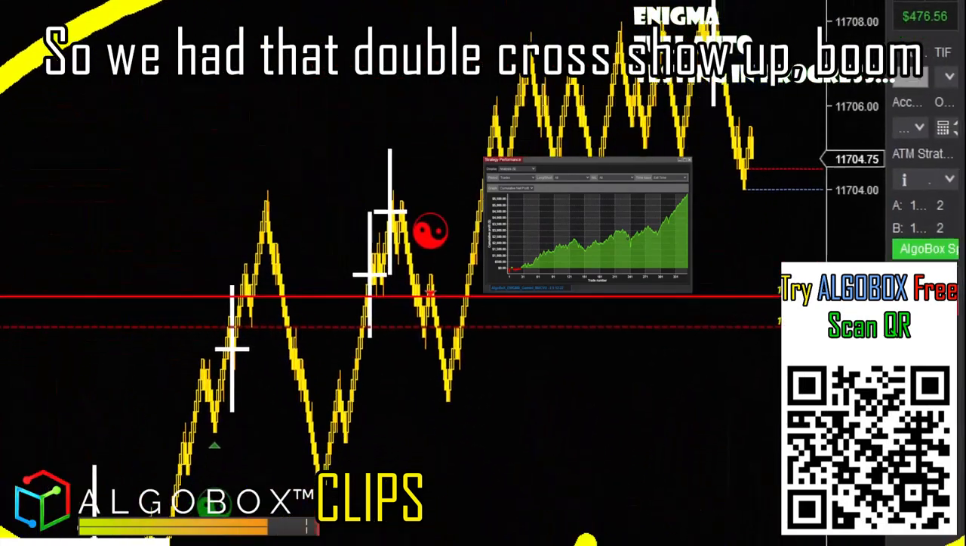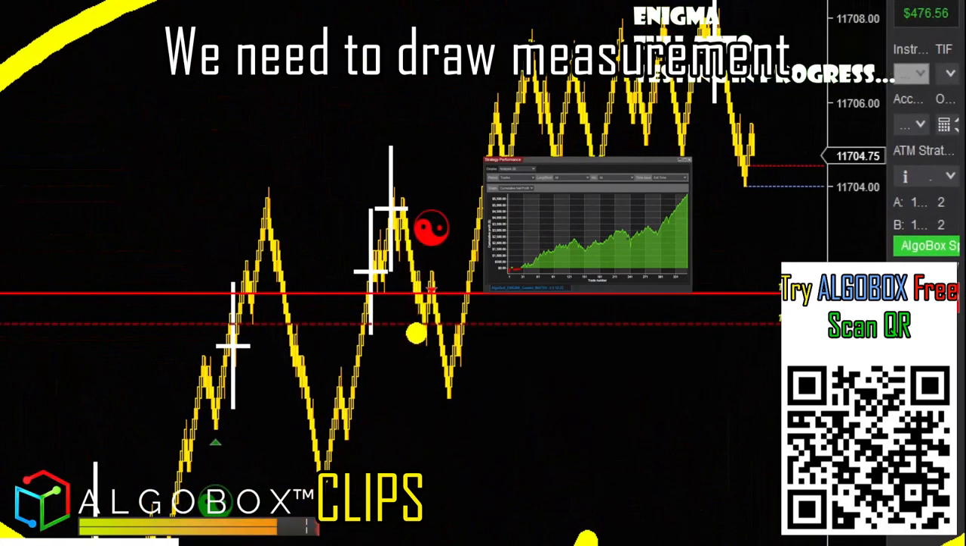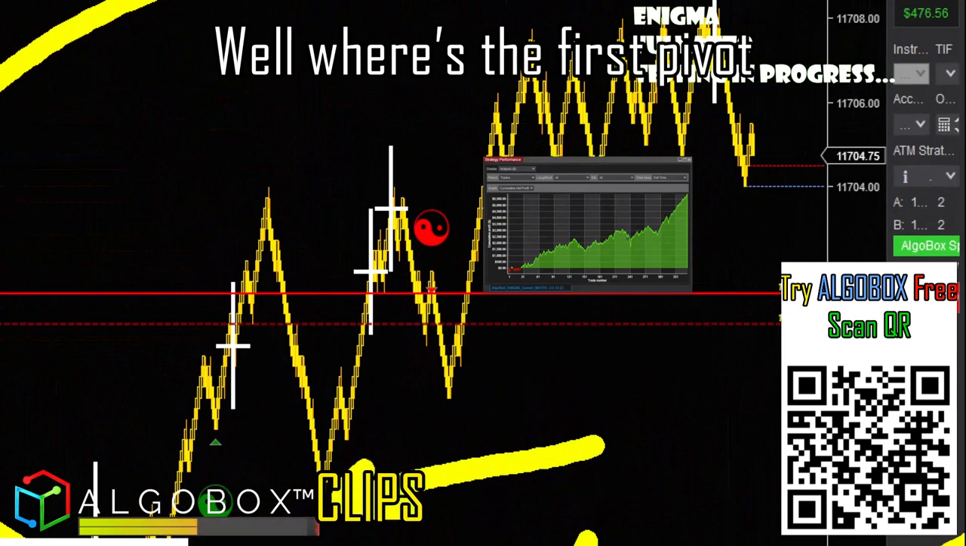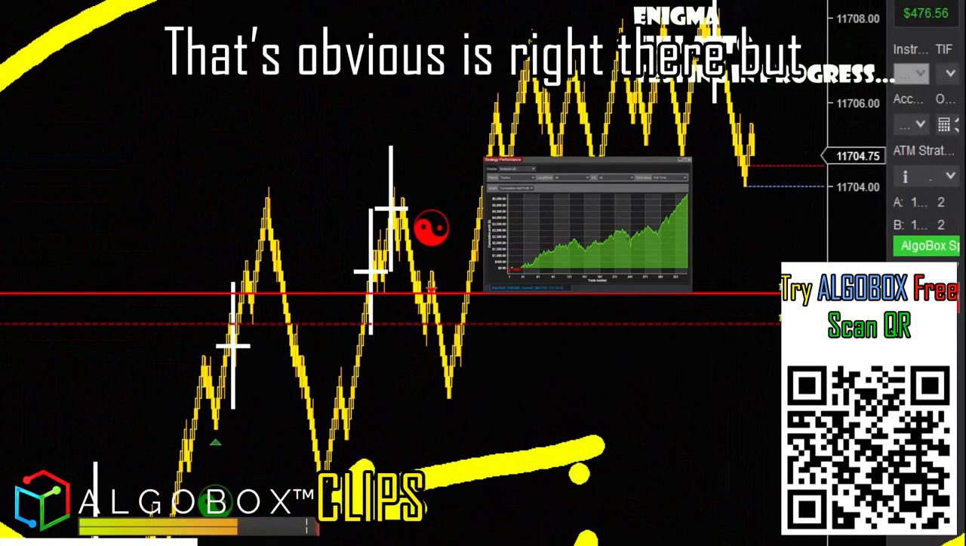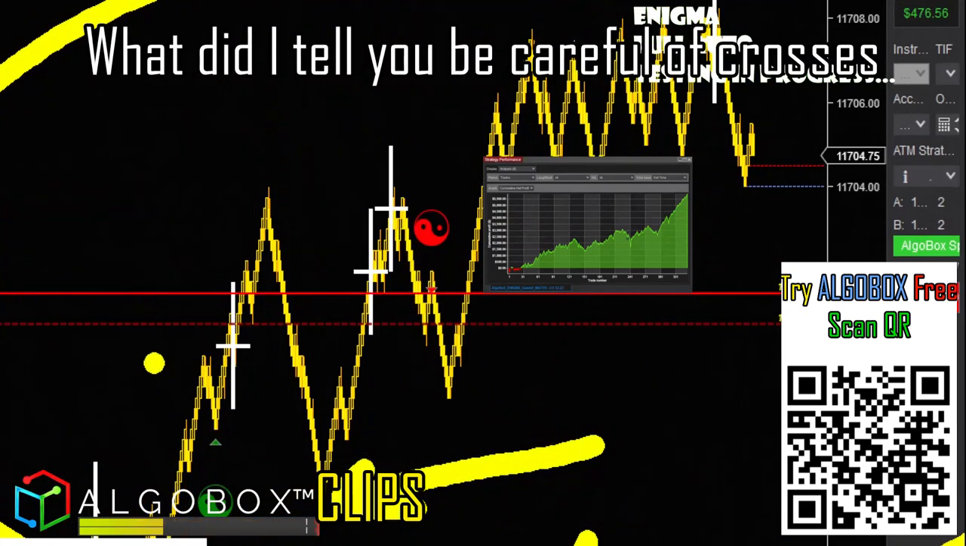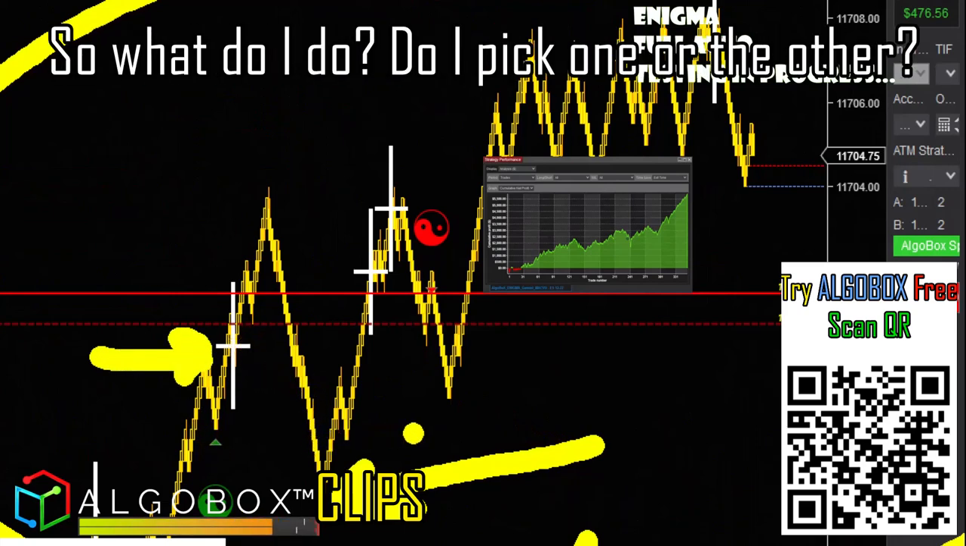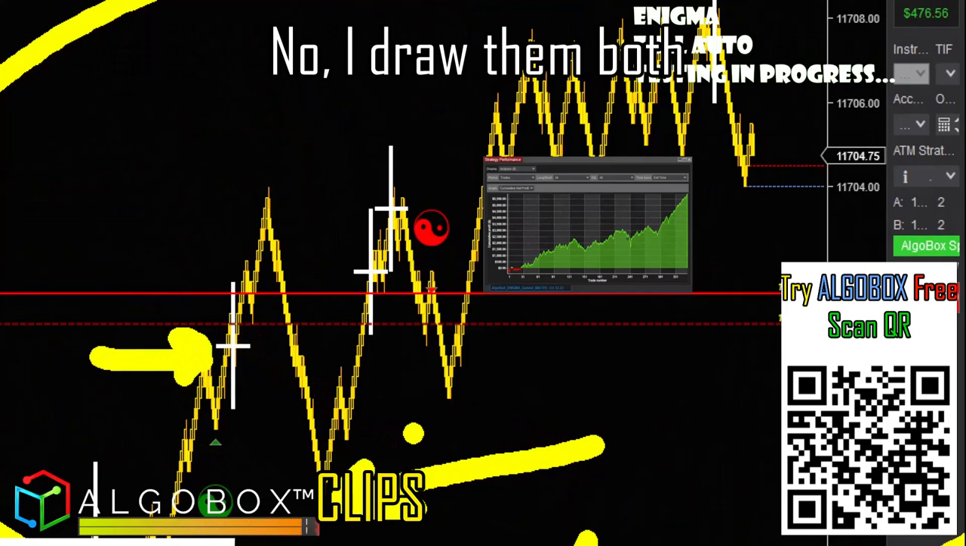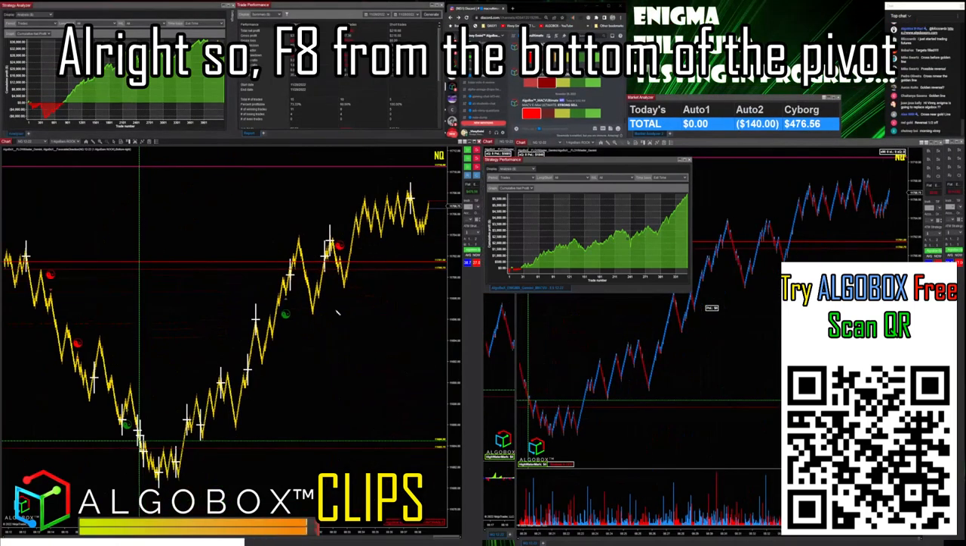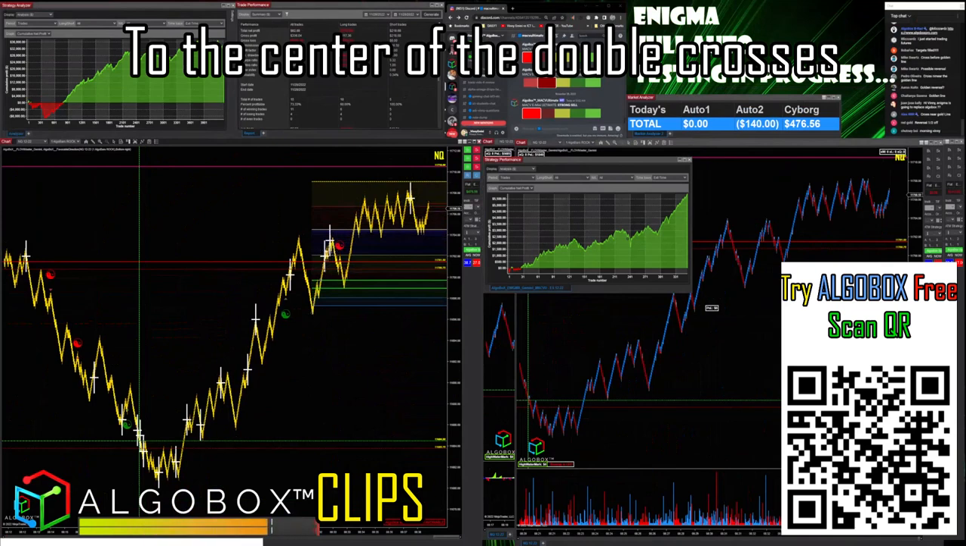So we had that double cross show up. Boom, we need to draw a measurement. Well, where's the first pivot? The first pivot that's obvious is right there. But what do I tell you? Be careful of crosses, right? Where's the previous cross? So do I pick one or the other? No, I draw them both, right? All right, so F8 from the bottom of the pivot to the center of the double crosses.